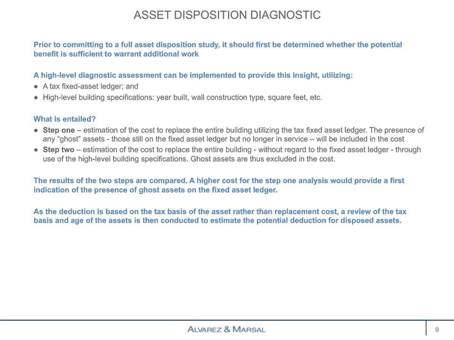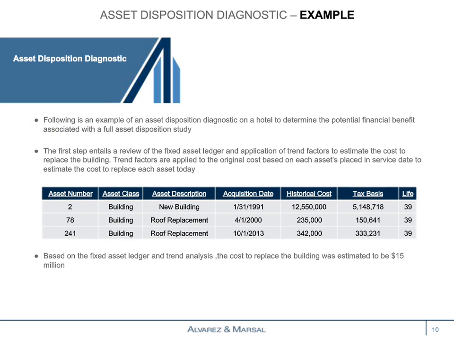What I'm going to do here is we've outlined what is entailed, but what I'd like to do is walk through an example of an asset disposition diagnostic, and Tom is going to cover that example, and in doing so, he'll also discuss what's on this slide here, the step one, the step two. So we thought it would be more helpful rather than just reading off the steps that one would take, have Tom walk through an actual example and put some numbers behind that. Tom, if you could, please.